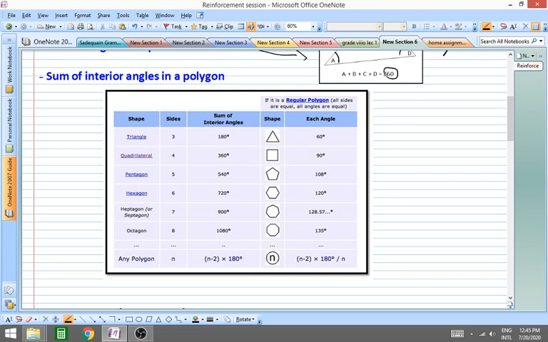Now each angle in the case of a regular one, if you divide that 180 by 3, then the answer would be 60. For a quadrilateral, the sides are 4 and the sum of interior angles is 360. The shape is given to you, and if you divide 360 by 4, then the angle would be 90 degrees.